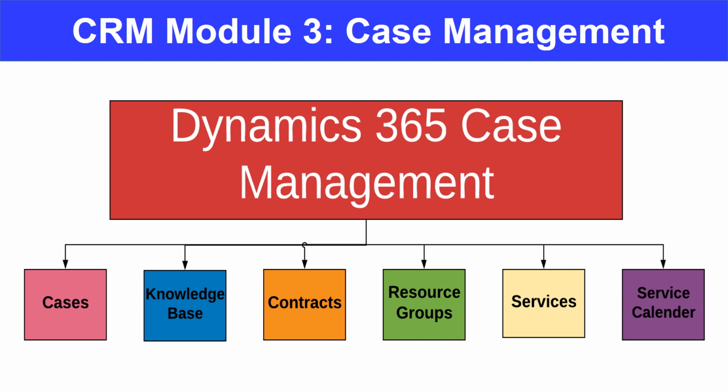Resources or resource groups. Represents the people, tools, rooms, or pieces of equipment that are used to deliver a service. These resources can be used to solve a specific customer issue. Services. Represents all the services that the organization offers to the customers. Service calendar. Used to schedule work timings and schedules of the users who work in the organization.